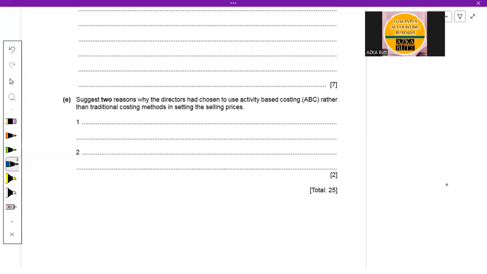And the second reason would be better decision making for cost control. By using ABC, the directors can identify the specific activities that contribute the most to overhead costs and target them for cost reduction. For instance, they can see how much each order or inspection contributes to the overall cost, helping them make informed decisions on how to improve efficiency, as we saw with the options to reduce order processing or adjust quality inspections. Traditional costing methods don't provide this level of detail, making it harder to pinpoint cost saving opportunities. Okay, so now let's see the other question.